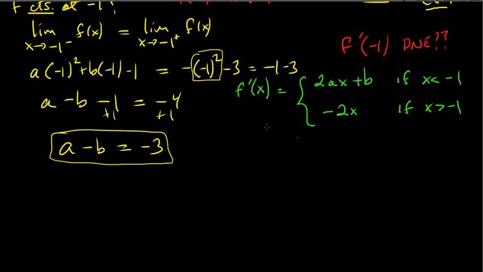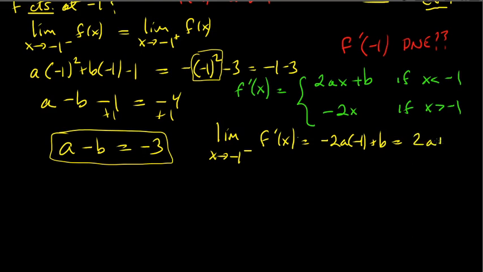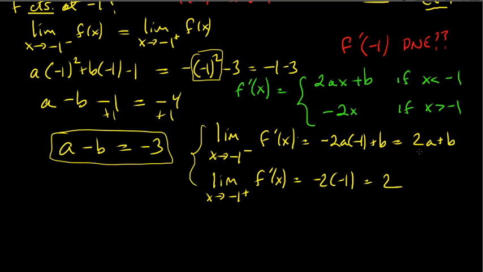So we do the same thing here. We take the left-handed derivative and the right-handed derivative. Approaching negative 1 from the left, for the derivative now, is just going to be negative 2a times negative 1 plus b. So that's 2a plus b. And then the limit coming from the right side for the derivative, negative 2 minus 1, which is just 2. So again, these two things have to be equal. So 2a plus b has to equal 2.